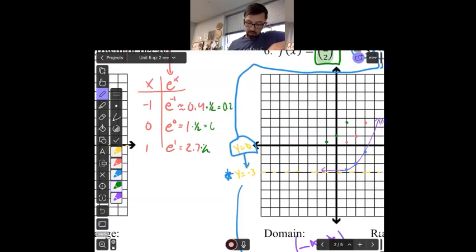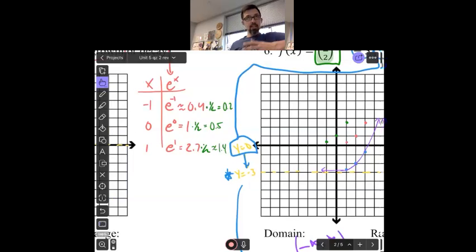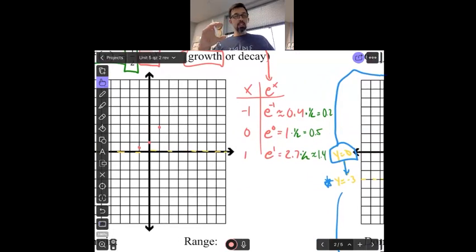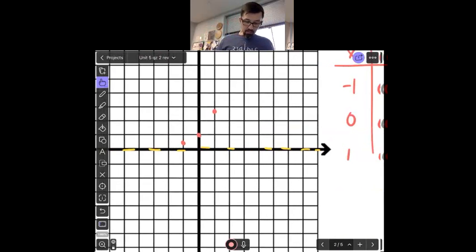Half of 1, of course, is a half. Half of 2.7 would be like 1.35, about 1.4. We can't tell the difference between 1.35 and 1.4. We can't graph that closely. But the idea is that each of those points should be half as far away from the x-axis as it started off. So this is the easiest one to see.